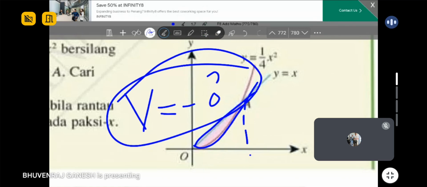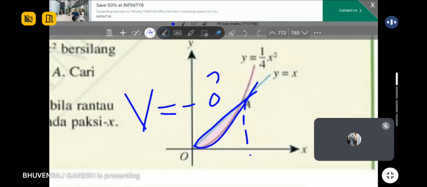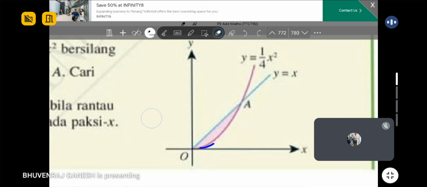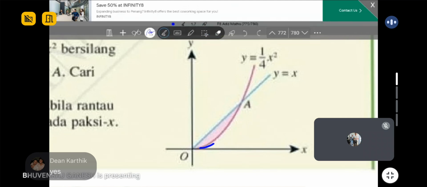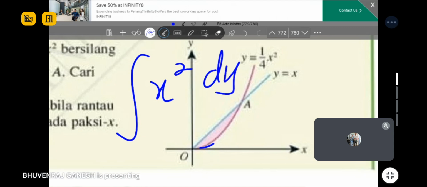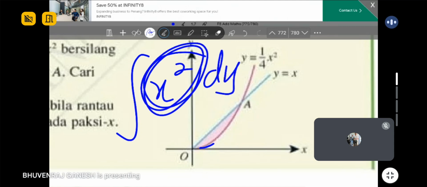Anywhere also, still positive. Maybe some of you will ask, why is it positive? Does anyone have this kind of question? Mengapa isi padu selalu positif? Because you think area got certain regions negative, am I right? But then why is volume everything positive? Very simple, guys. You see the formula, x square.